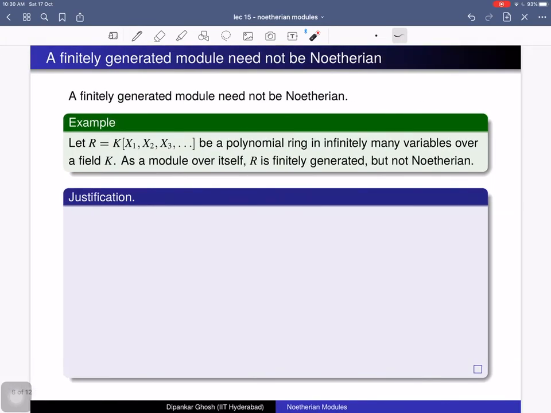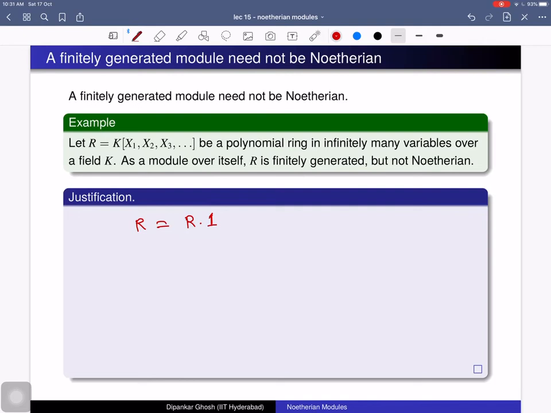And here is one example which is not a Noetherian module, but it is a finitely generated module. You consider the polynomial ring in infinitely many variables over a field K, and then you can think of this R as a module over itself. Then it is finitely generated because it has an identity element, and R as an R module is generated by 1. So it is finitely generated.